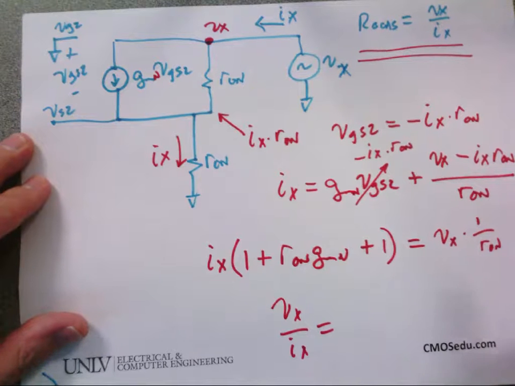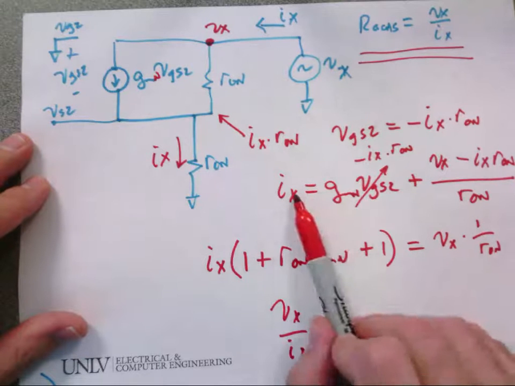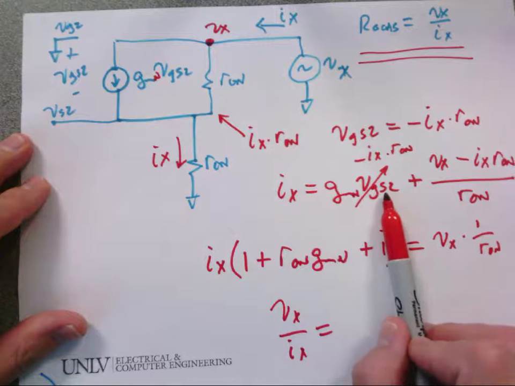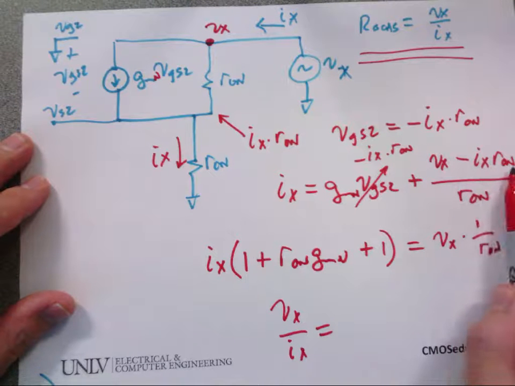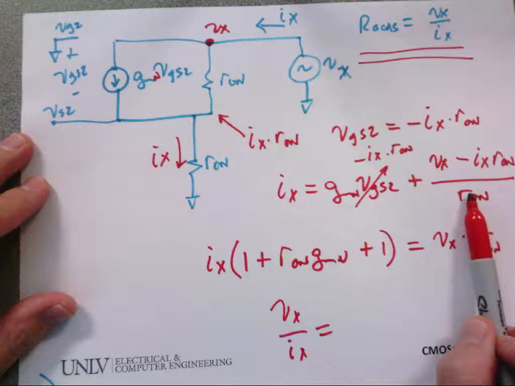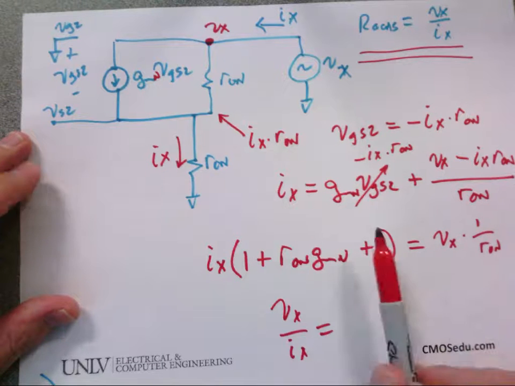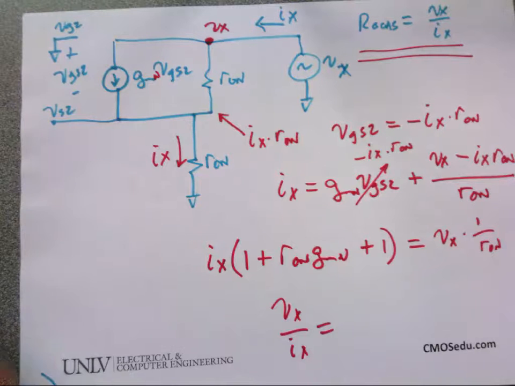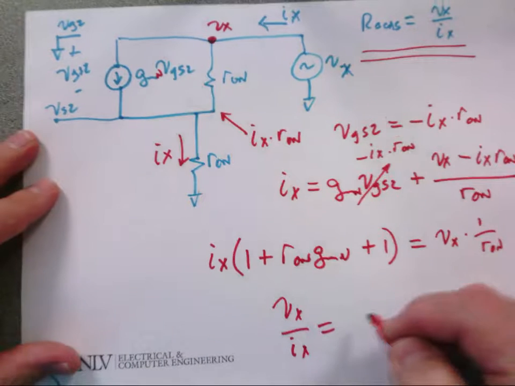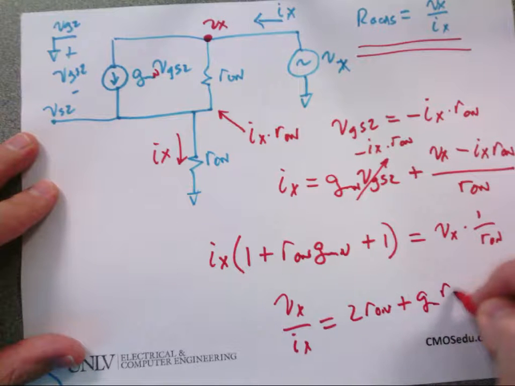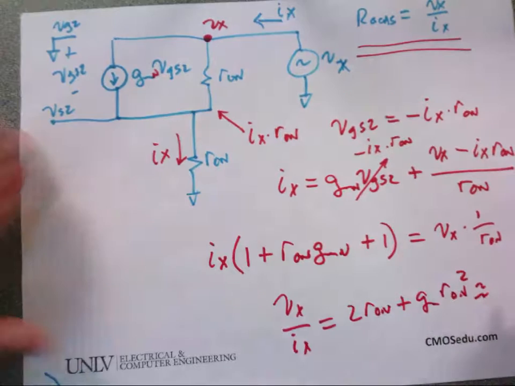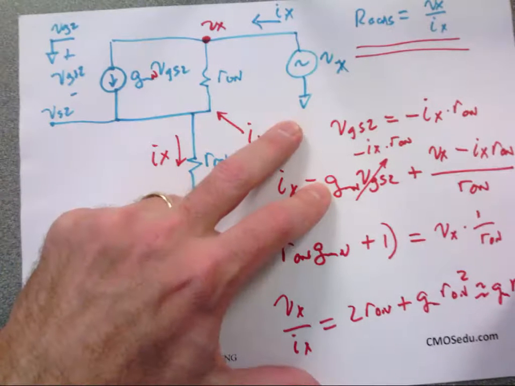Did I make an algebra mistake somewhere? Let's see. Ix equals gm VGS2, yay, plus Vx minus Ix Rout N over Rout N. Let's see what the answer is in the book. It is on page, oh yeah, equation 20.53, we're right on. It's equal to 2 Rout N plus gm Rout N squared, which is approximately gm Rout N squared.